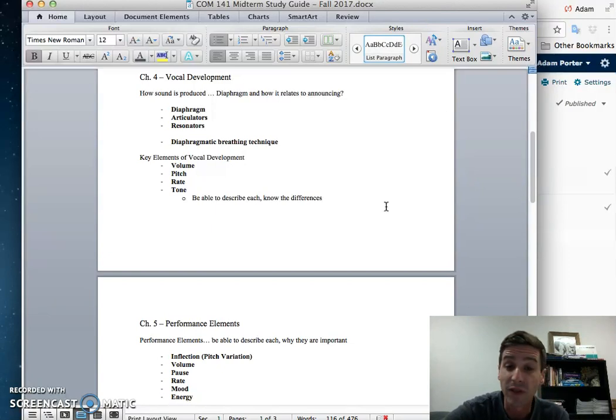So the diaphragm is a flat muscle that separates the lungs and heart from the stomach. It contracts and relaxes, and that contraction and relaxation forces air up through the voice box. So the diaphragm is very important, and we've talked about using diaphragmatic breathing to facilitate having all of our lung capacity when being an announcer.